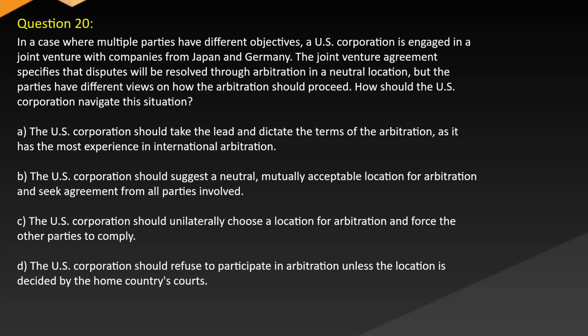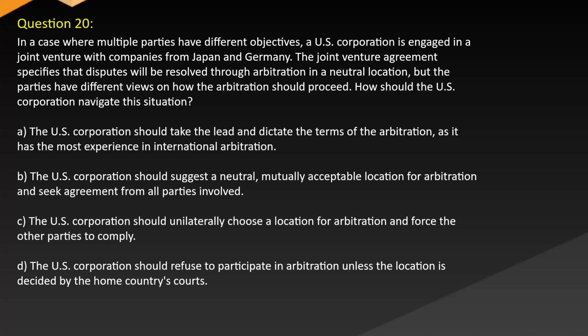Question 20. In a case where multiple parties have different objectives, a U.S. corporation is engaged in a joint venture with companies from Japan and Germany. The joint venture agreement specifies that disputes will be resolved through arbitration in a neutral location, but the parties have different views on how the arbitration should proceed. How should the U.S. corporation navigate this situation?